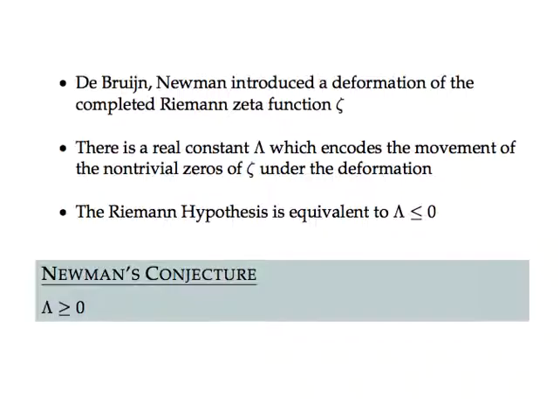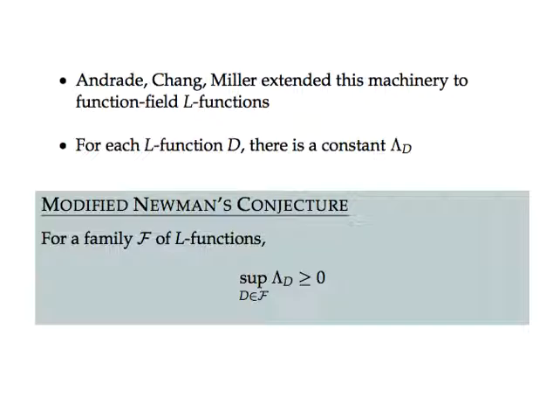Newman, however, conjectured that lambda is greater than or equal to 0, remarking, "The new conjecture is a quantitative version of the dictum that the Riemann hypothesis, if true, is only barely so."